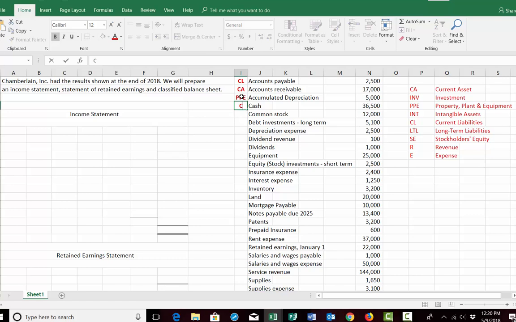Cash is a current asset. Of course, it is cash, so that's going to be one of our most liquid assets, right? Common stock is part of our stockholders' equity, the money that we received from our investors.